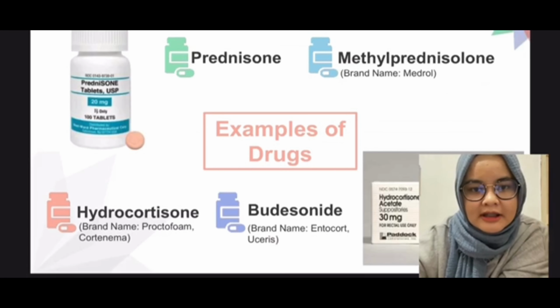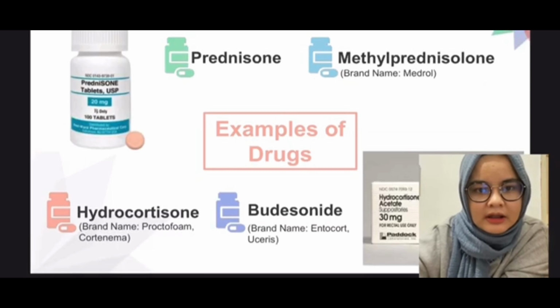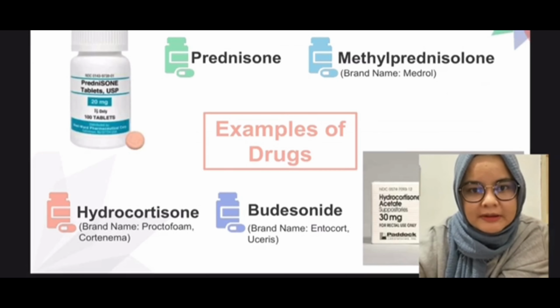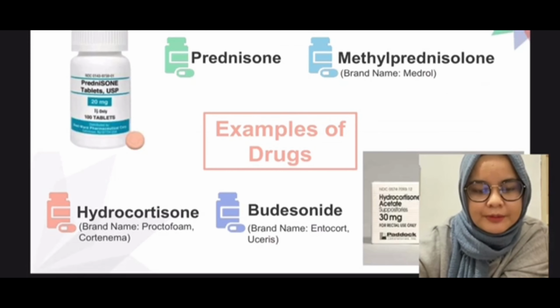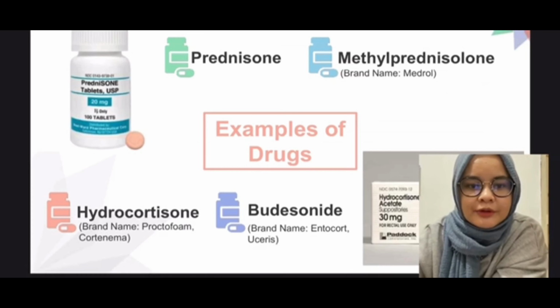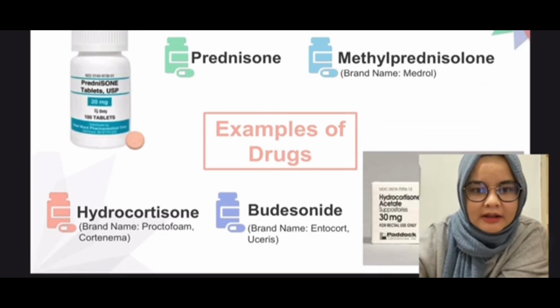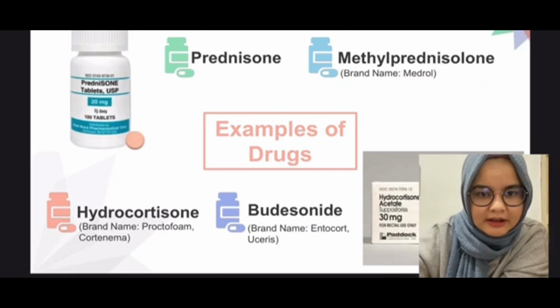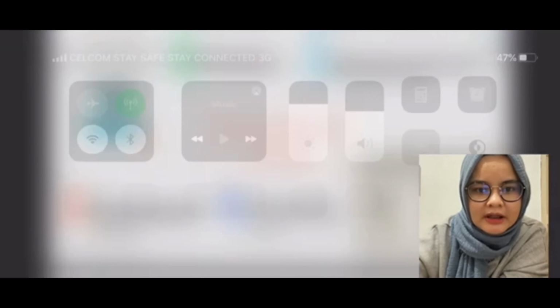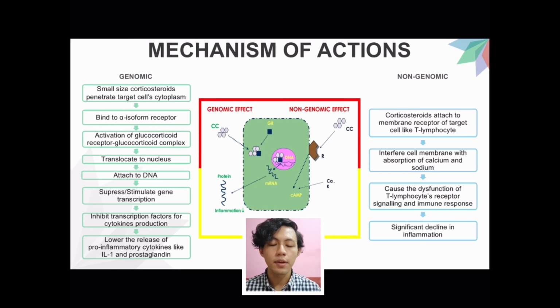Okay, these are examples of the drugs: prednisone; methylprednisolone, whose brand name is Medrol; hydrocortisone, whose brand names are Proctofoam and Cortenema; and also budesonide, whose brand names are Entocort and Uceris.